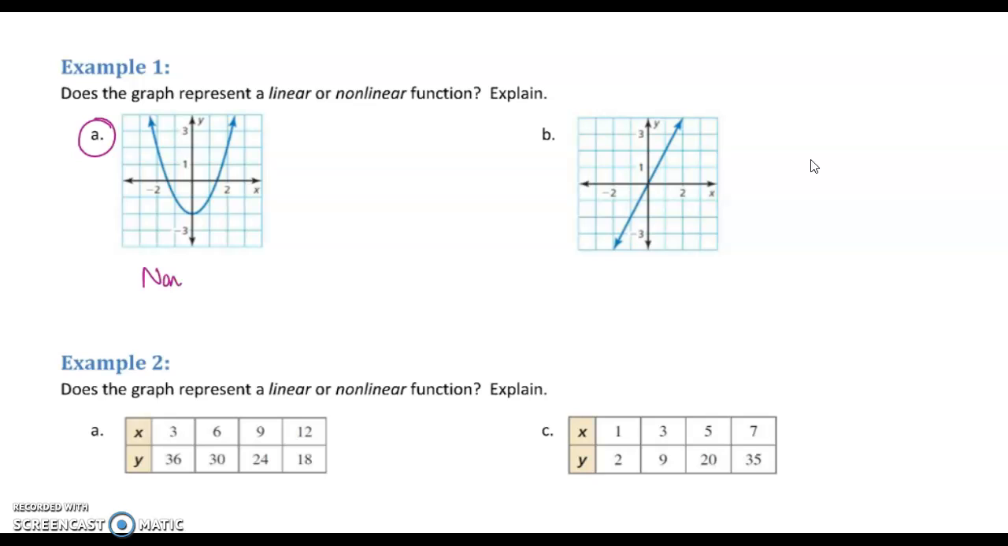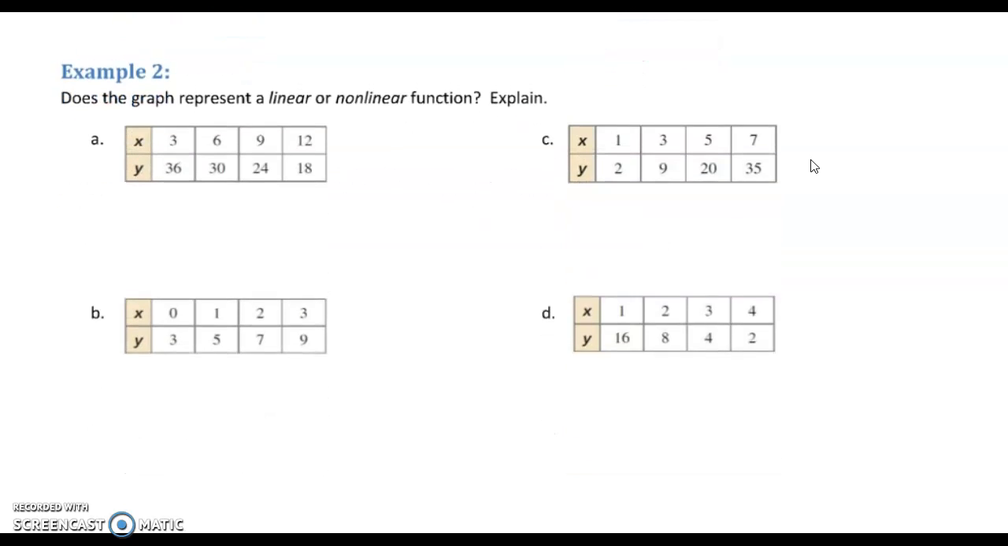Okay, it is nonlinear because it is not a straight line. Does the graph on example 1b represent a linear or a nonlinear function? All right, it is linear because it is a straight line that's not vertical.